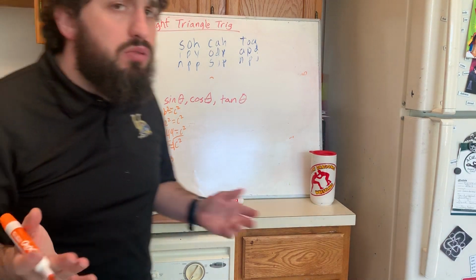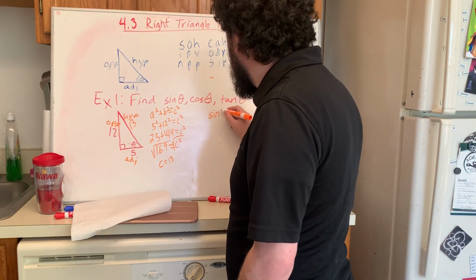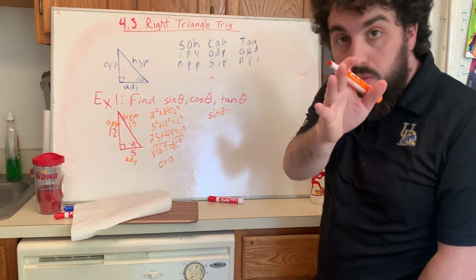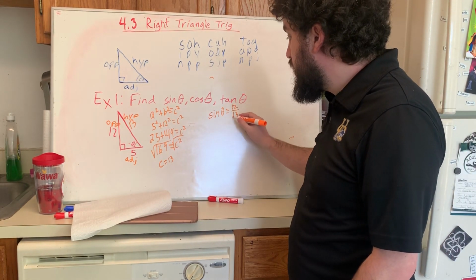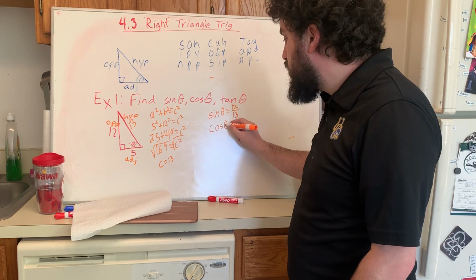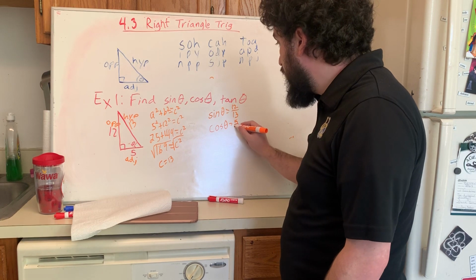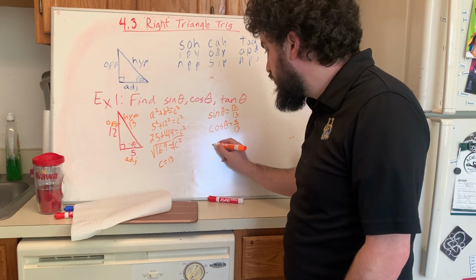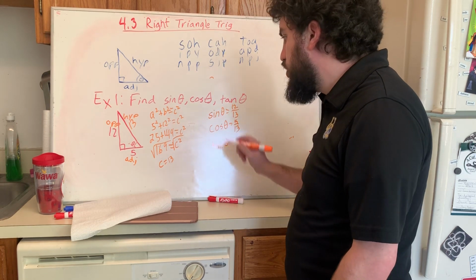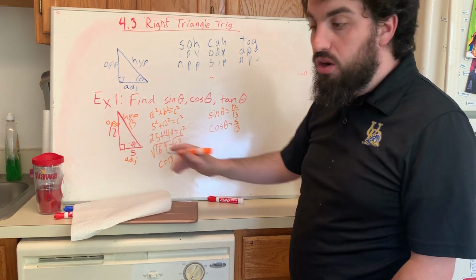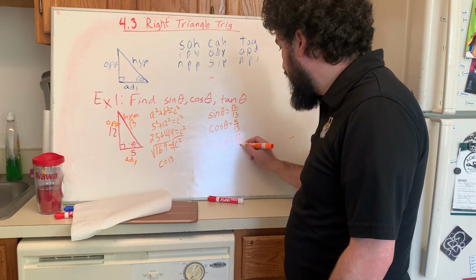So now all I'm going to do is write each of these as a simple fraction. So sine of theta is equal to my opposite over hypotenuse, so that's 12 over 13. Cosine is equal to my adjacent, which is 5 over my hypotenuse of 13. And tangent is equal to my opposite over adjacent. So that's going to be 12 over 5.